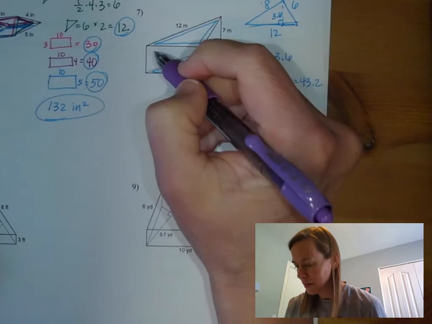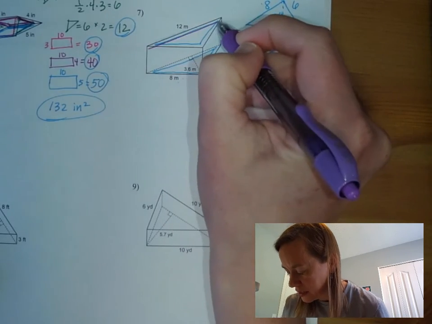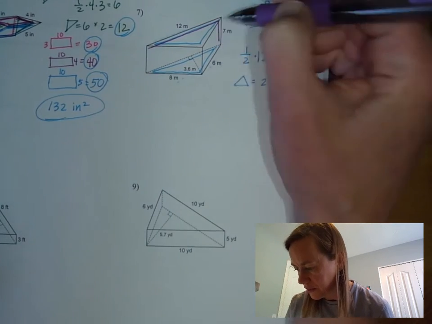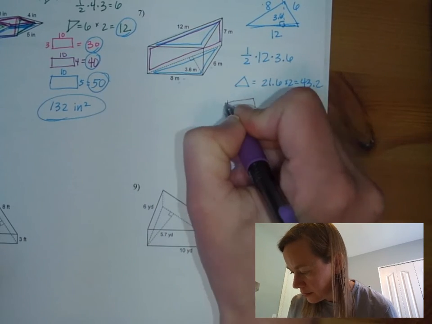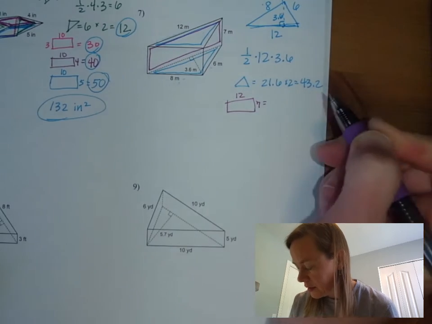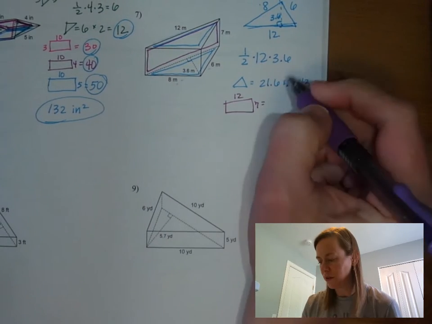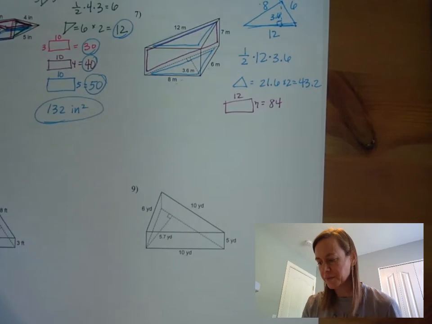So I'll start with the one in back. That's this one right here. It's 12 along that dimension and 7 along that one. Okay, and I'm going to draw it. It's 12 by 7. 7 times 12, what is that? 84, right? So that one's 84.